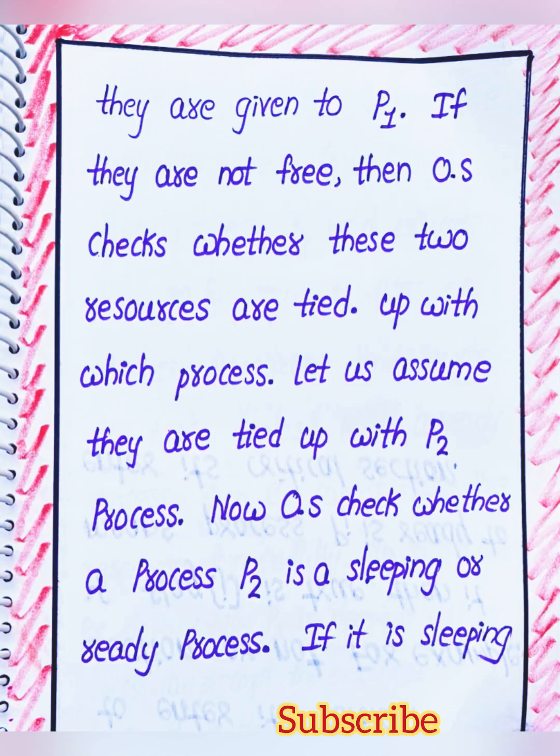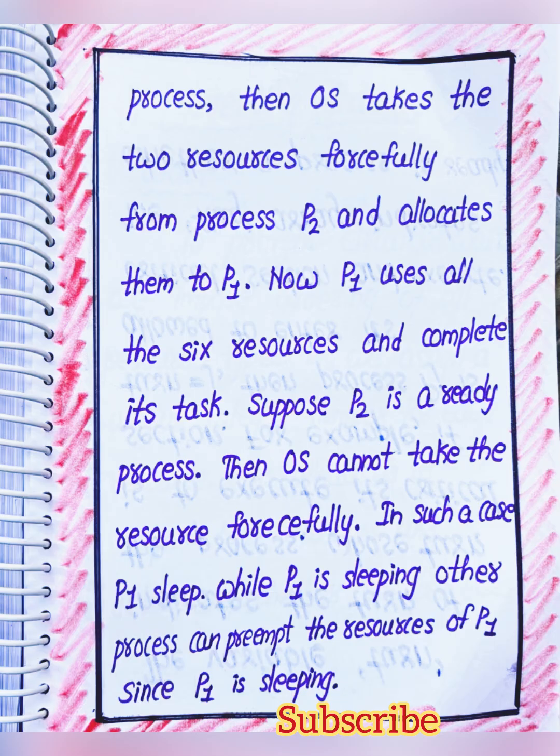Now operating system checks whether process P2 is a sleeping or ready process. If it is a sleeping process, then operating system takes the 2 resources forcefully from process P2 and allocates them to P1. Now P1 uses all the 6 resources and completes its task. Suppose P2 is a ready process, then OS cannot take the resources forcefully. In such a case, P1 sleeps. While P1 is sleeping, other processes can preempt the resources of P1.